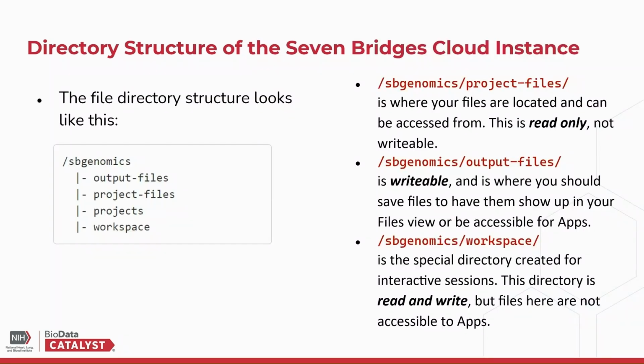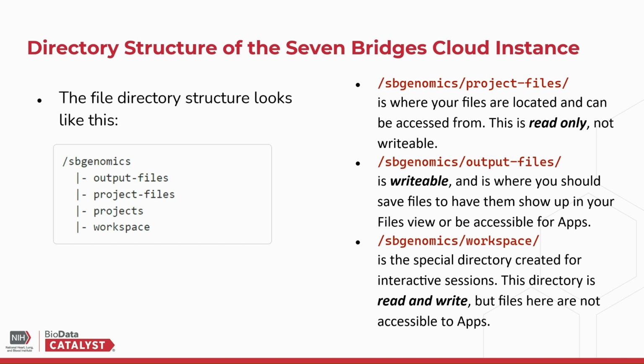Before we begin, I'm going to explain the directory structure of the 7Bridges cloud instance inside a Data Studio session. The file structure looks like this. /sbgenomics is the root directory for the instance, and it has subdirectories output-files, project-files, and workspace. sbgenomics/project-files is where your files are located and can be accessed from. This directory is read-only, not writable.